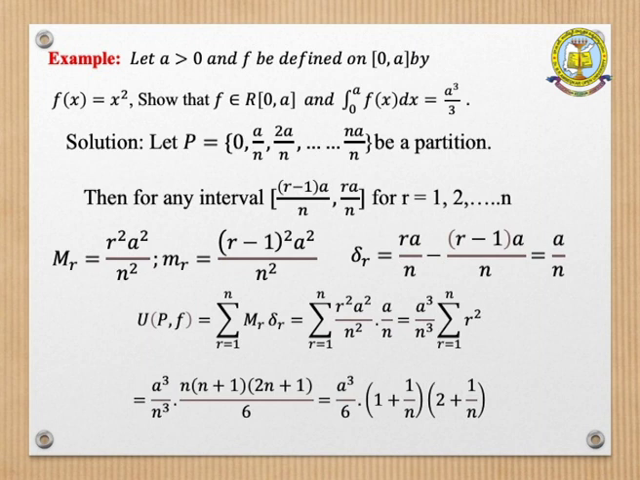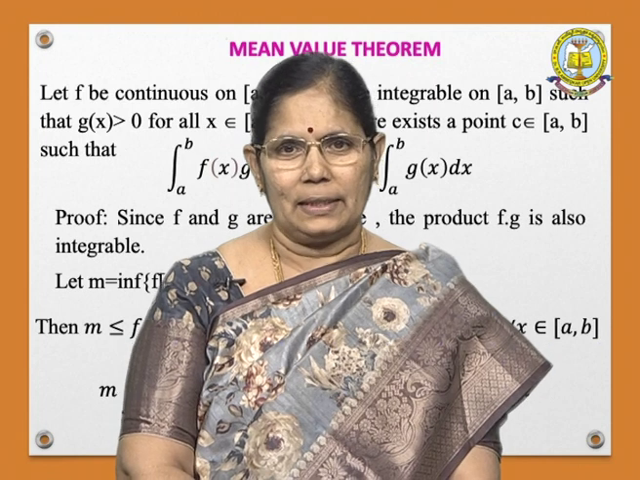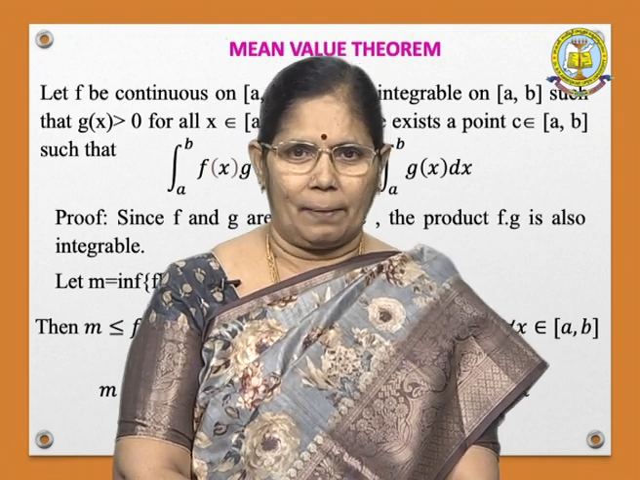Now, for any interval, how do you take Ir? It is [xr minus 1, xr]. So, this is [(r minus 1) into a by n, ra by n] for r equal to 1 to n. Now, how do you compute capital Mr? Here f of x is x square. So, capital Mr is r square a square by n square, and small mr is (r minus 1) whole square into a square by n square. Now, what is delta r? Delta r is the length of each interval, which is given by a by n.